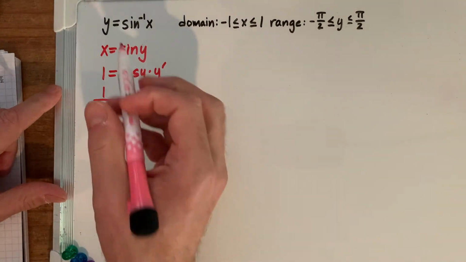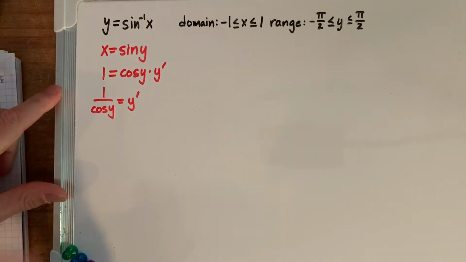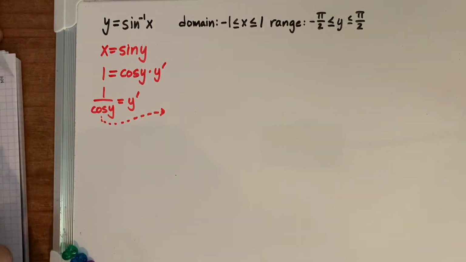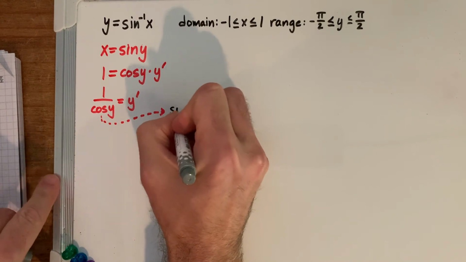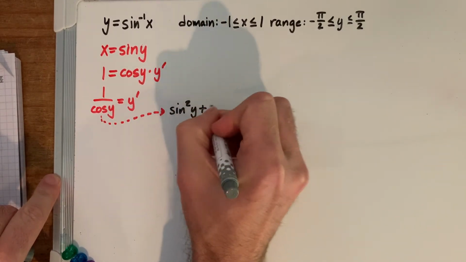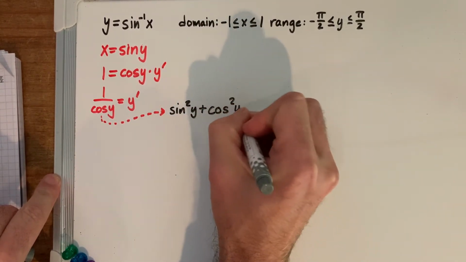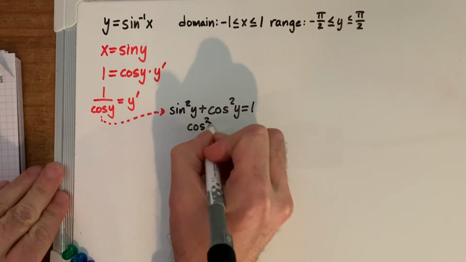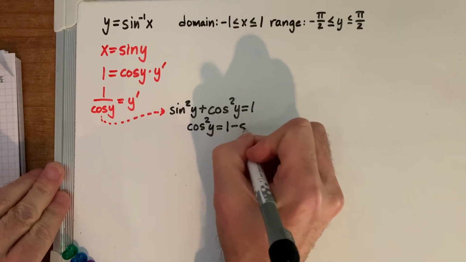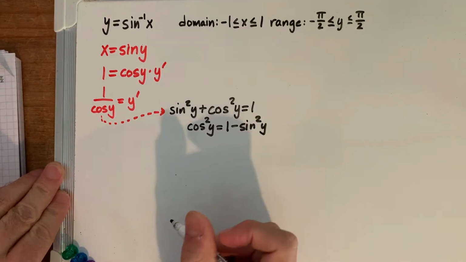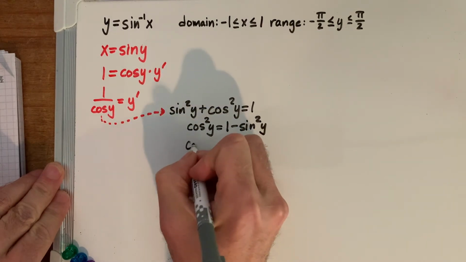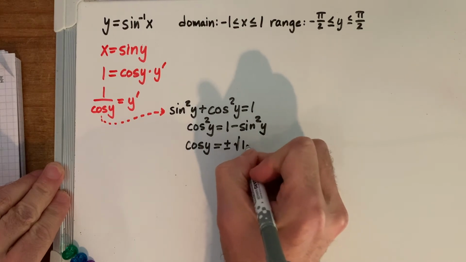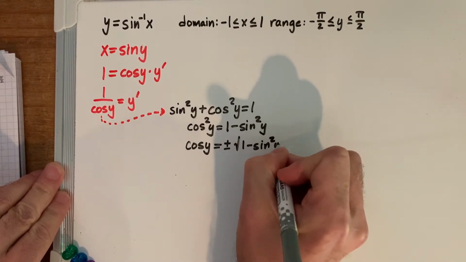Now, we would like to have the derivative in terms of x, because that's how the original function was written. So we're going to go over here to the side and just think about this. We've got sine squared y plus cosine squared y is equal to 1, the old Pythagorean identity. So we know cosine squared y is equal to 1 minus sine squared y. We could take the square root of each side and say that the cosine of y is equal to plus or minus the square root of 1 minus sine squared of y.